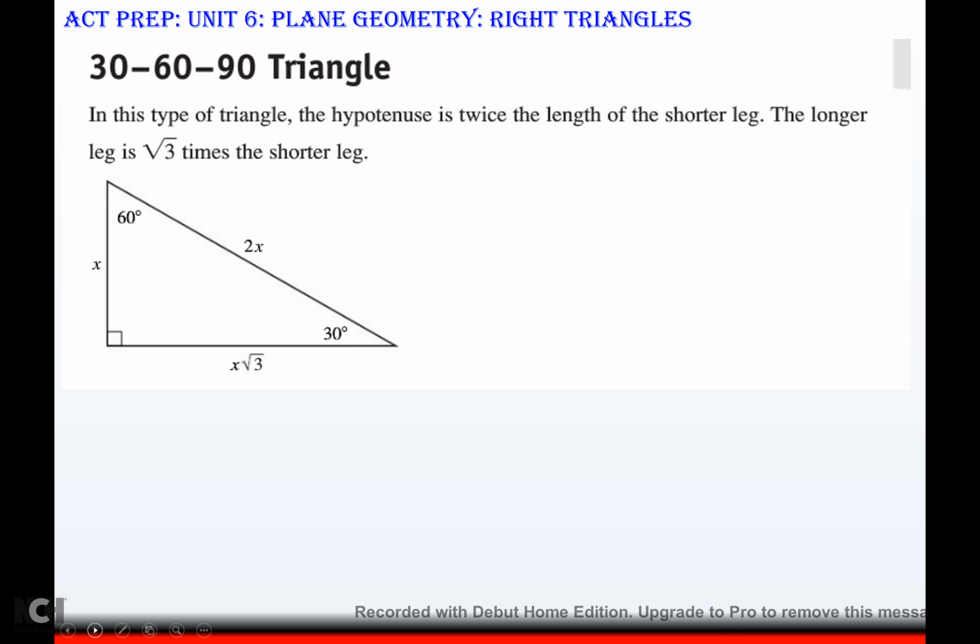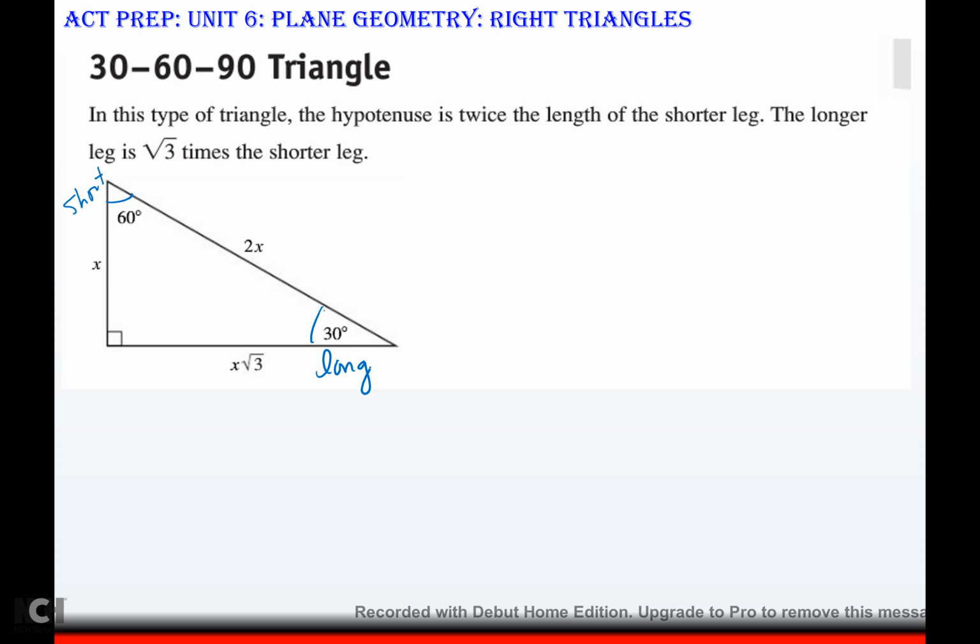Okay, the next most famous right triangle is a 30, 60, 90 triangle. In this type of triangle, what you always have to remember is your shortest side will be next to the 60, and your longest side will be next to your 30. So just remember, it's kind of backwards. You'd think 60 is bigger, so it'd be the bigger side, but it's not. 60 is bigger, which makes it the smaller side. 30 is smaller, which makes it the longer side.